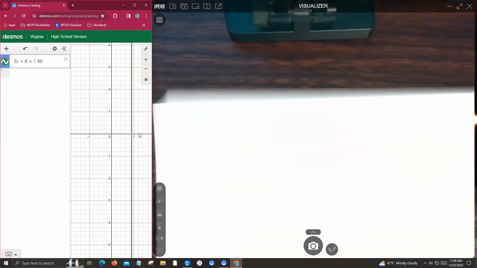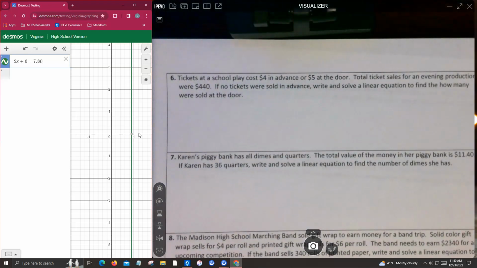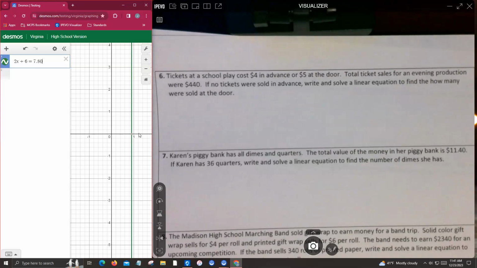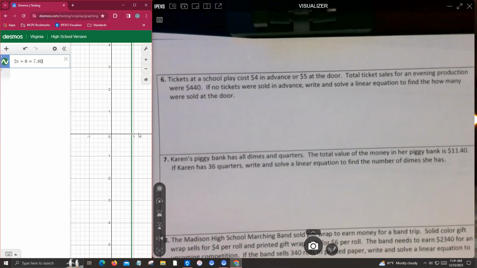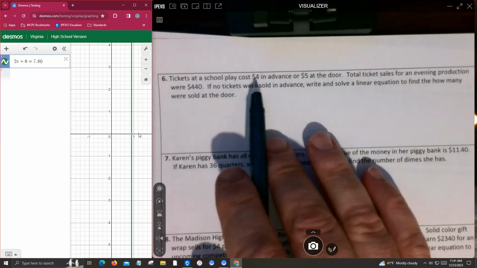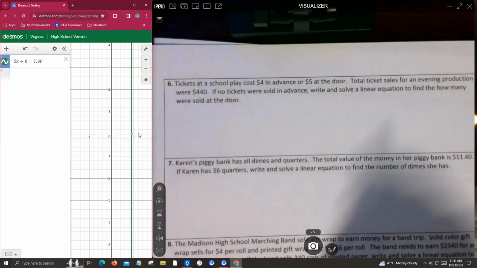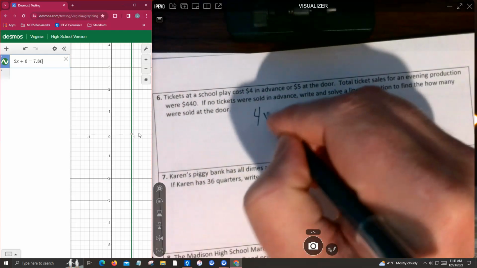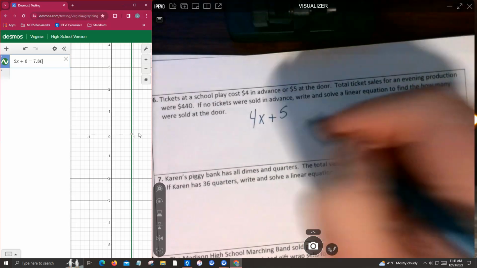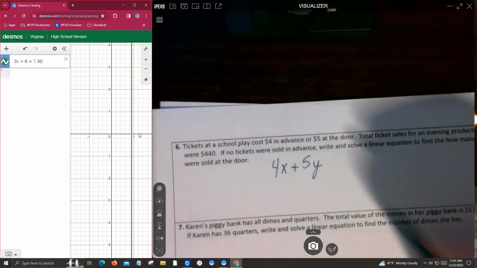Okay, so tickets at a school play cost $4 in advance or $5 at the door. Total ticket sales for an evening production were $440. If no tickets were sold in advance, write a linear equation to find how many were sold at the door. All right, so I'm going to start off with writing the equation as is before I read this last sentence. So tickets at a school play cost $4 in advance and $5 at the door. So X stands for the advance tickets. It's $5 for everything at the door. So this is Y.